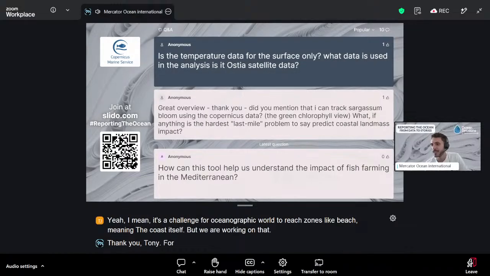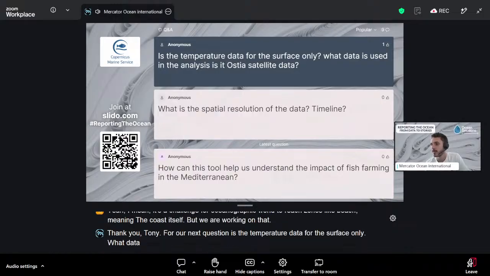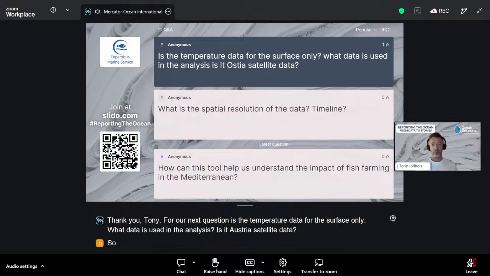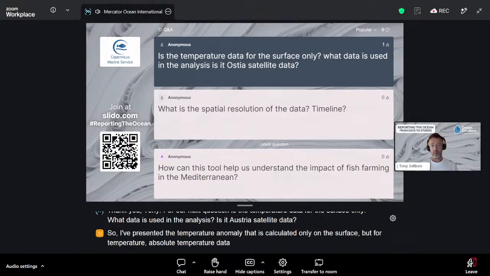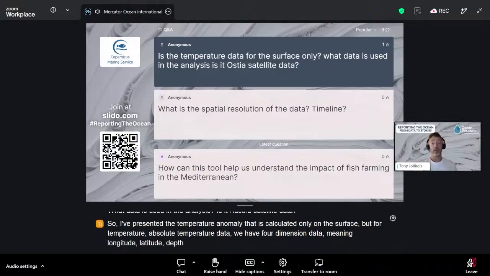Thank you, Tony. For our next question: is the temperature data for the surface only? I've presented the temperature anomaly that is calculated only on the surface, but for absolute temperature data, we have 4-dimension data, meaning longitude, latitude, depth, and the time. So no, it's not surface only.